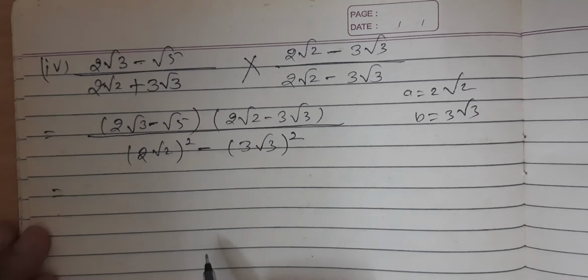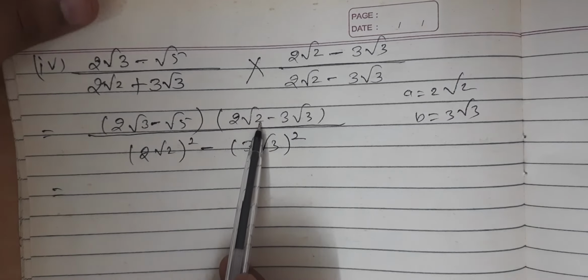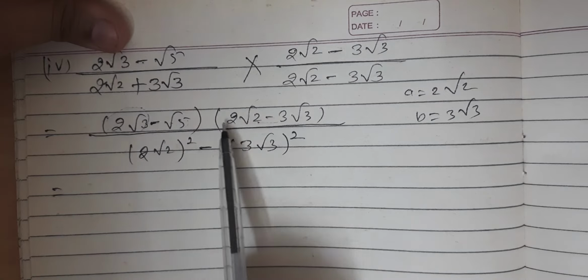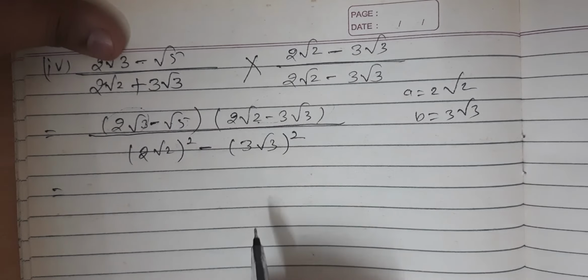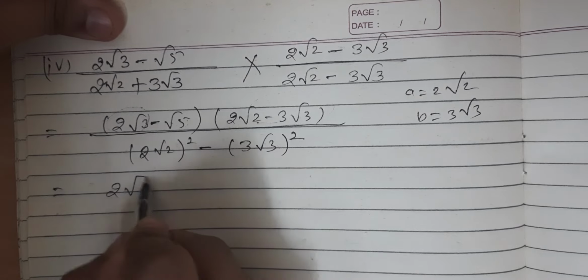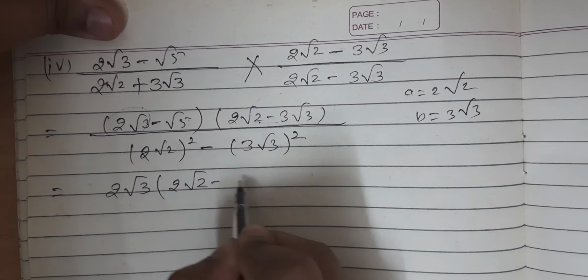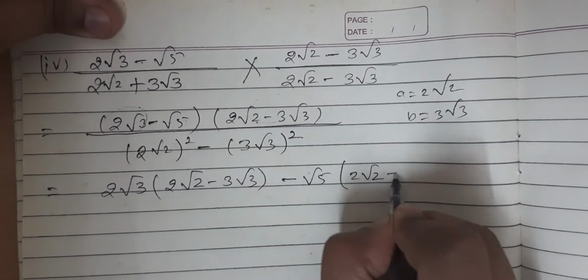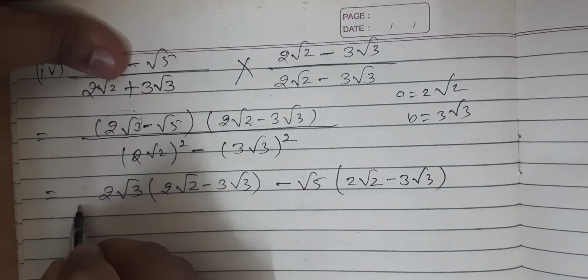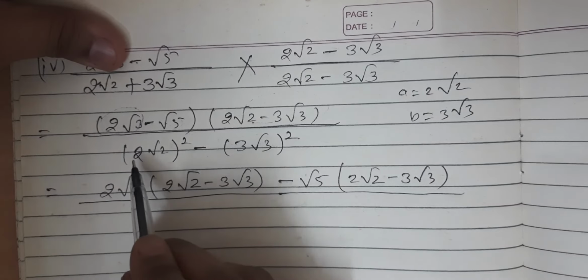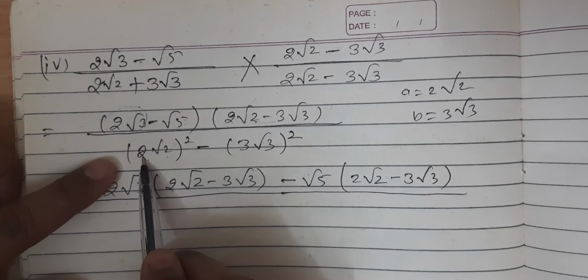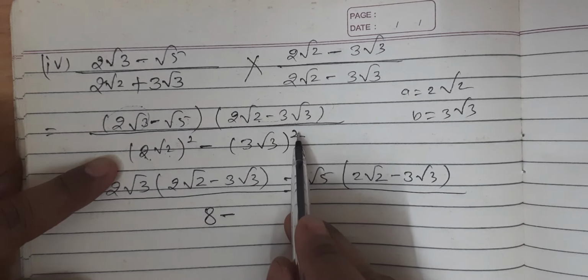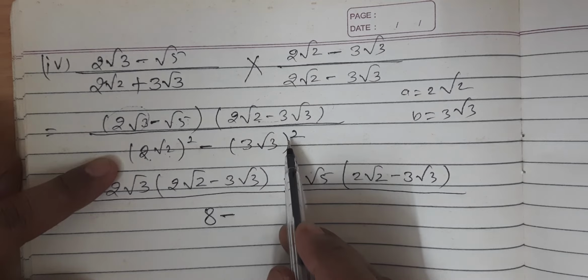Now how to multiply these two numbers? What we will do, the first number multiply by this bracket minus this number multiply by this bracket, as we used to do earlier. So 2 root 3 multiply by this bracket minus this root 5 multiply by this bracket, and in the denominator 2 root 2 square, so 2 square is 4, root 2 square is 2, so 4 2s are 8, minus 3 square is 9, and multiply by root 3 square is 3, so 9 3s are 27.